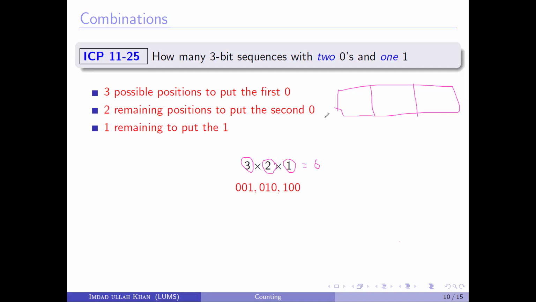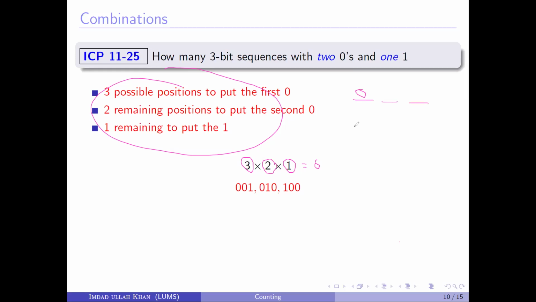And the problem is that if you start writing, for example, let's try to enumerate these three red bullets. When we say three possible positions to put the first zero, that means that the first zero can be the first digit, and the second and third digits have yet to be decided. Or the first zero can be the second digit, and the first and third positions have to be decided. Or the first zero is the last digit, and the first two positions have to be decided.